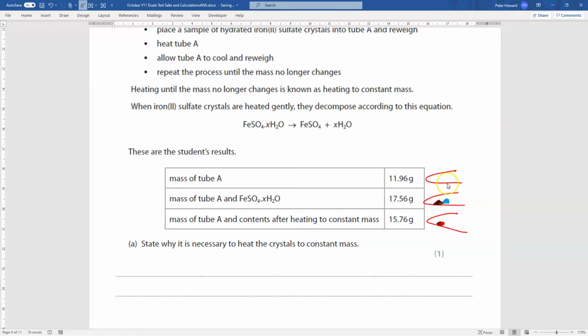Okay, so we've got the empty tube plus the iron sulfate and water, and at the end, the empty tube plus the iron sulfate. So why do we want to heat it to constant mass? Because we're trying to heat it up to remove all the water.